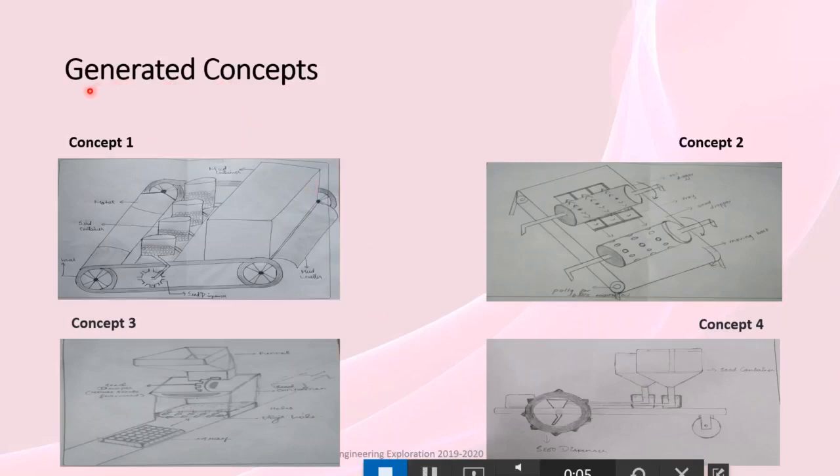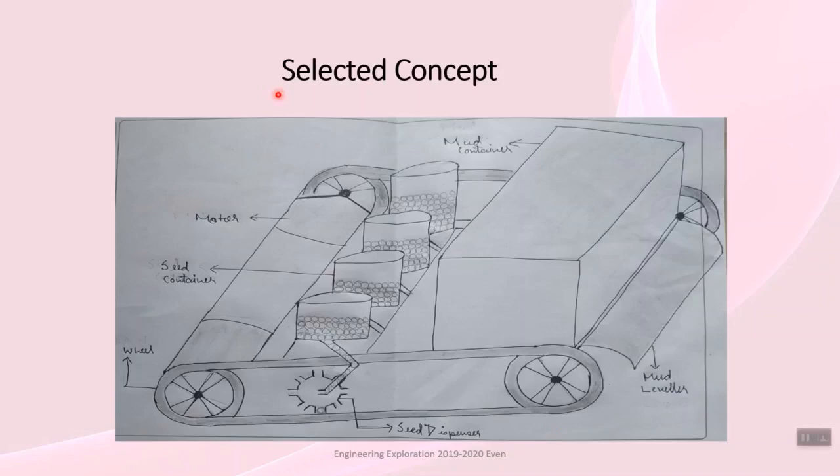After this, we established a morphological chart based on which we generated 4 conceptual designs. The first concept and the fourth concept explain a moving machine with a constant tray. The second concept and the third concept explain a constant machine with a moving tray. Now, let us move on to concept selection. On the basis of the weighted objective PUGH chart, we selected this design. This is a moving machine with a constant tray.